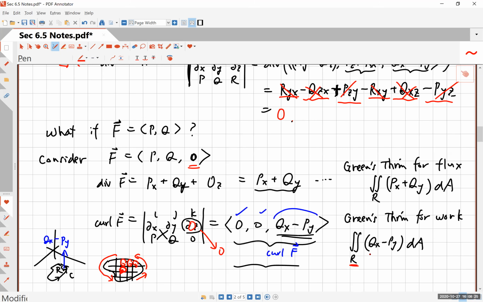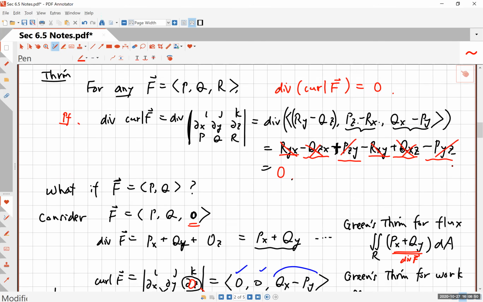This first one turns out to be the divergence of F, which we will extend to the divergence theorem. This turns out to be the curl of F, and there is a three-dimensional version of this, which is the next theorem we'll be studying, called Stokes' theorem. So that's why these things are important. And I think that's about it.